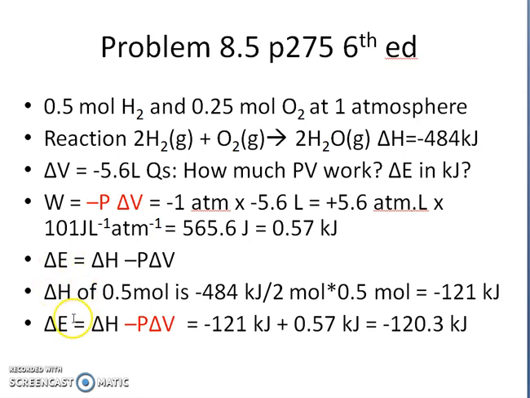Okay, so the change in energy is given by delta H minus P delta V. Now that term we've already calculated, that's the PV work. So work is equal to minus P delta V. That whole term, including the minus, is equal to 0.57 kilojoules. So now we have delta H, which we've calculated for half a mole of hydrogen, which is minus 121 kilojoules, plus the PV work, which is 0.57 kilojoules, and the answer therefore is minus 120.3 kilojoules.